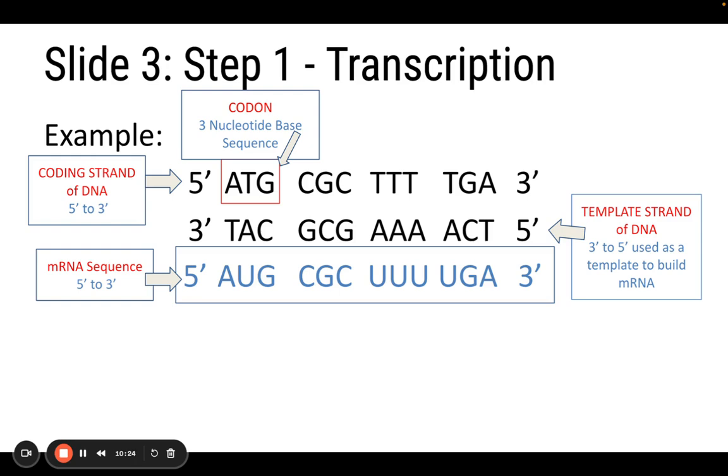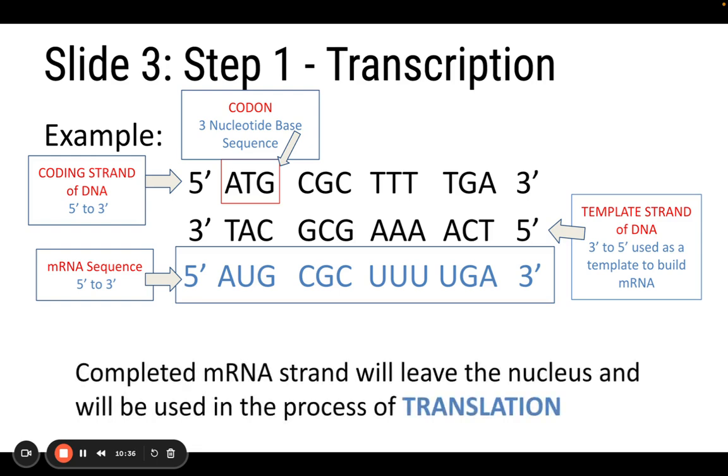protein synthesis. So once you've got your complete set of messenger RNA transcribed using the template strand of DNA, the mRNA strand will leave the nucleus and will be ready for the next process called translation.